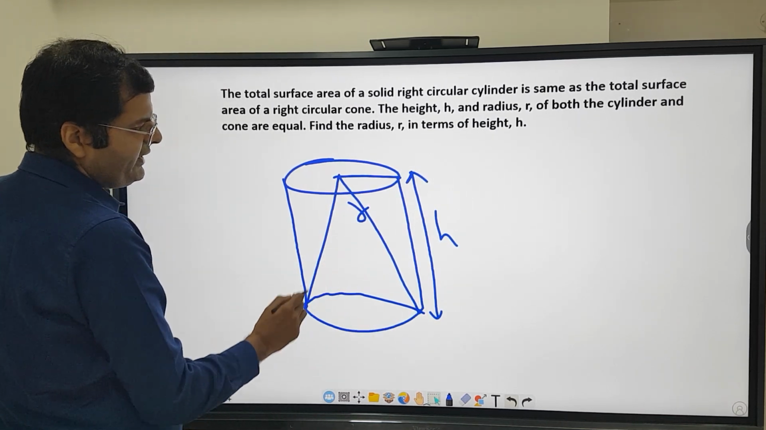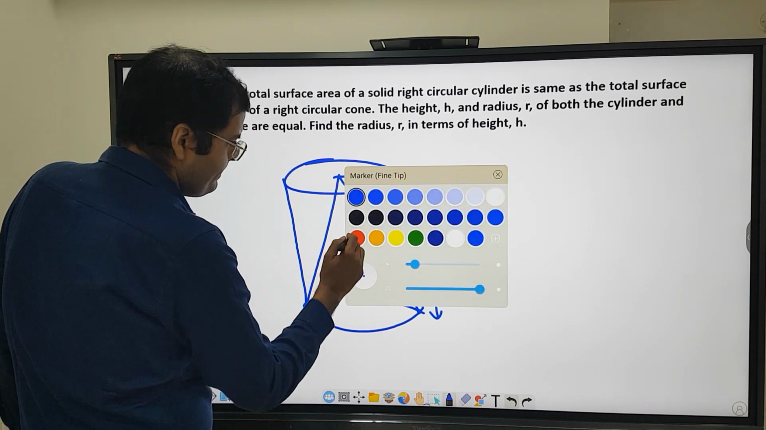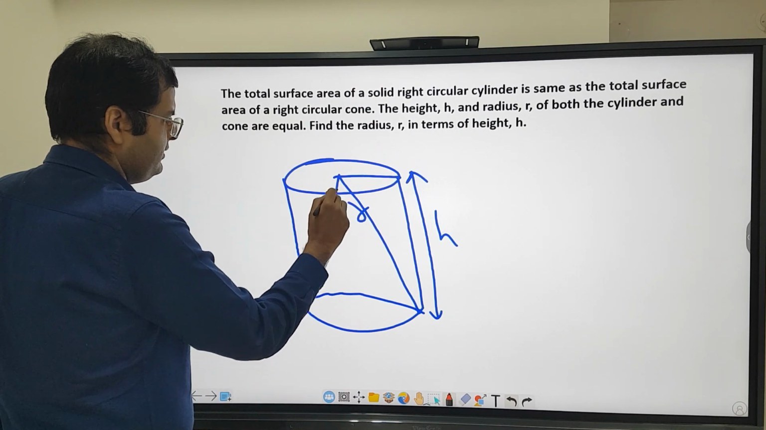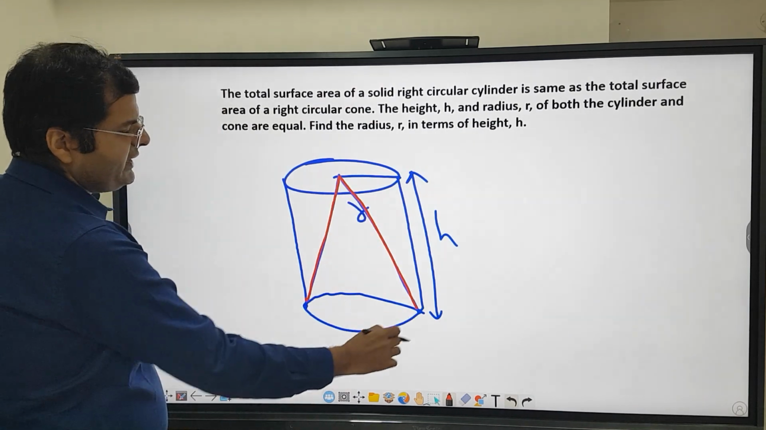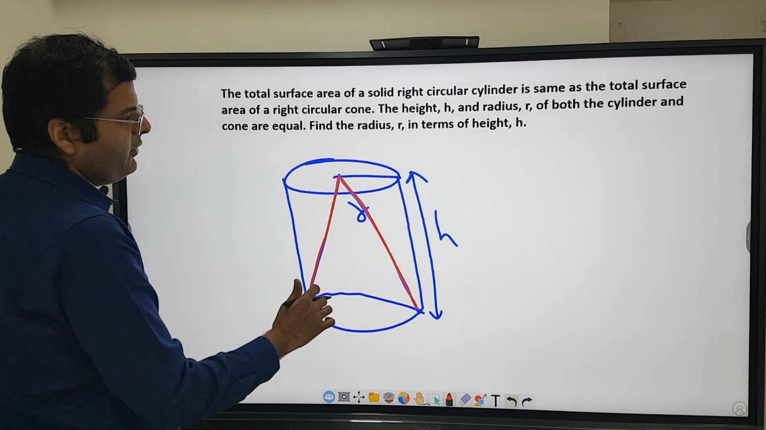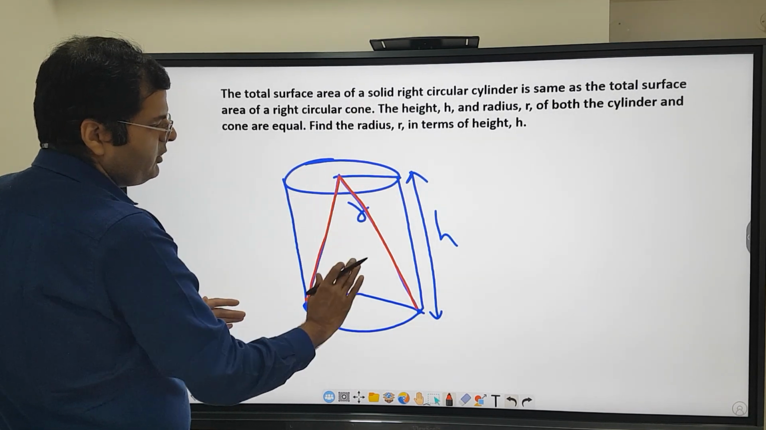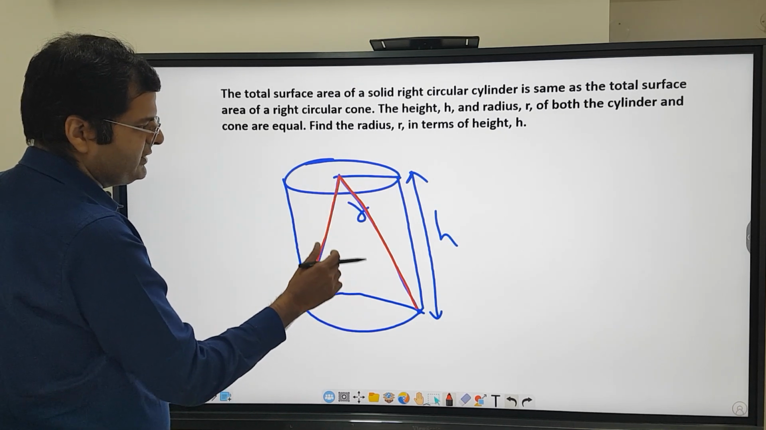So if you look at it, the cone over here, let me draw the cone in red color. So the cone is in red color. The base area is same for both of them. If you look at it, the curved area of cylinder is much more than the curved area of the cone, because the cone is basically inside this cylinder if you look at it that way.